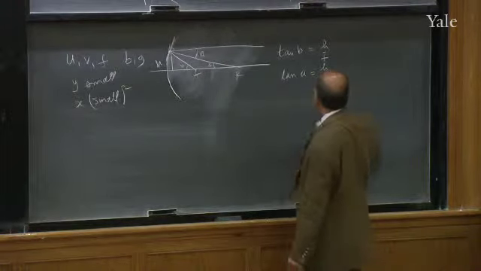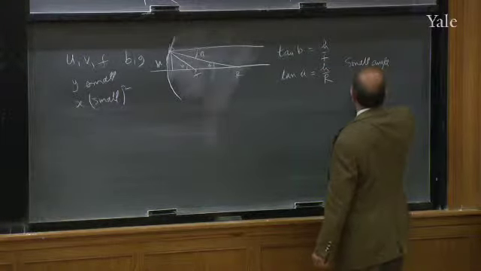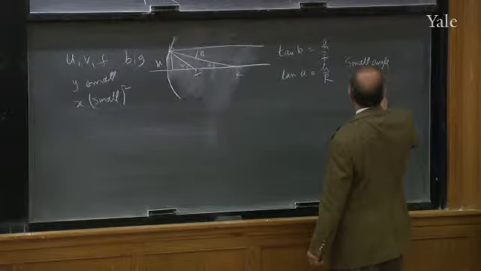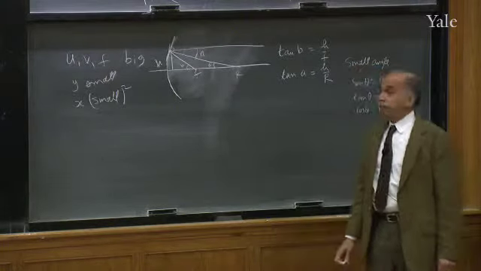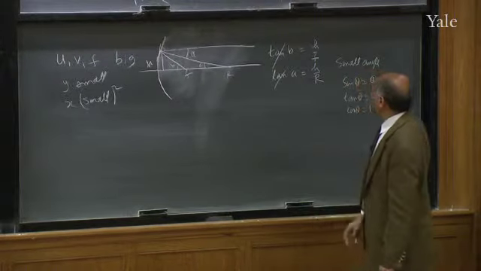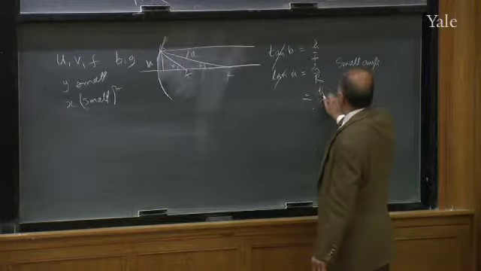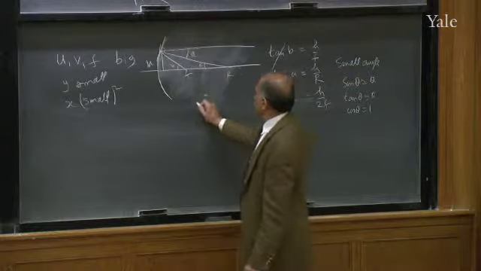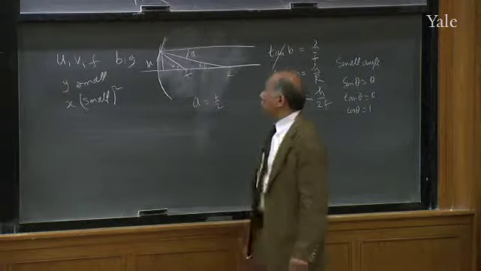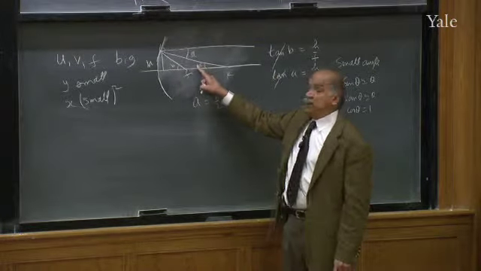For small angles, I remind you again and again, sine theta is roughly theta, and tan theta is roughly theta, and cos theta is roughly 1, plus corrections of order theta squared. So we delete the tan. And if you use the fact that r is equal to 2f, this becomes h over 2f, you can see that a is equal to b over 2. So a equals b over 2. That means b is twice as big as a.